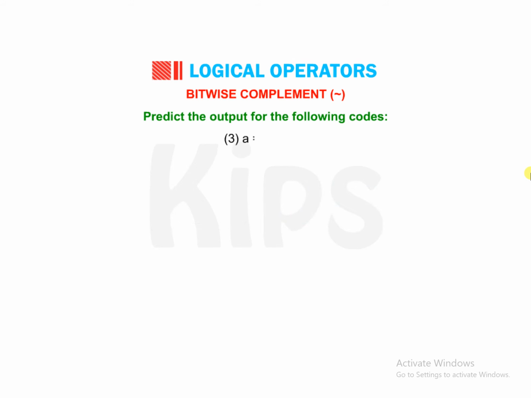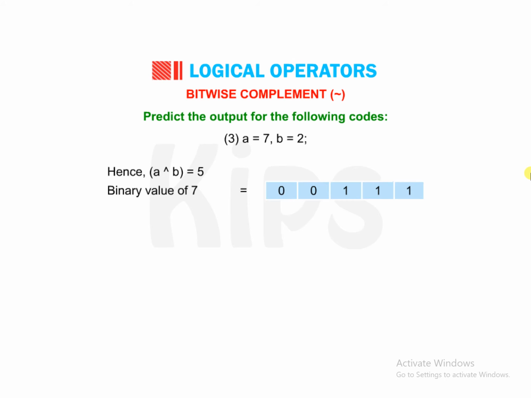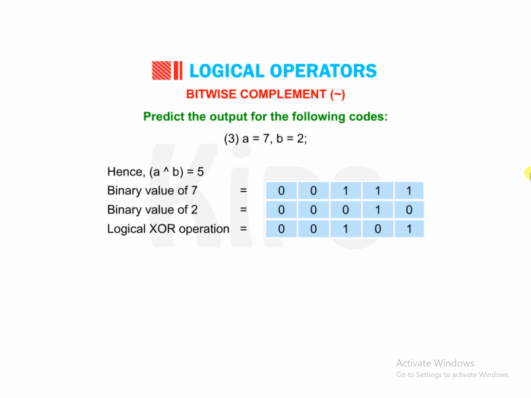Number 3. A equals 7, B equals 2. Hence, (A ^ B) is equal to 5. Binary value of 7 is 00111. Binary value of 2 is 00010. Logical XOR operation gives 00101. Decimal equivalent of the result is 5.